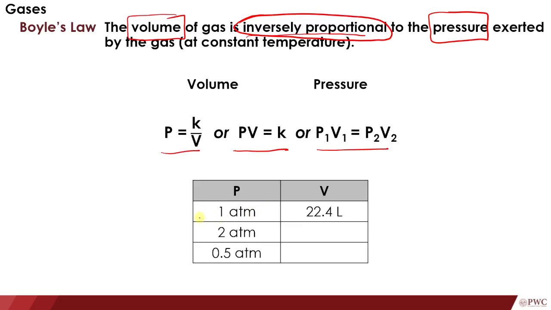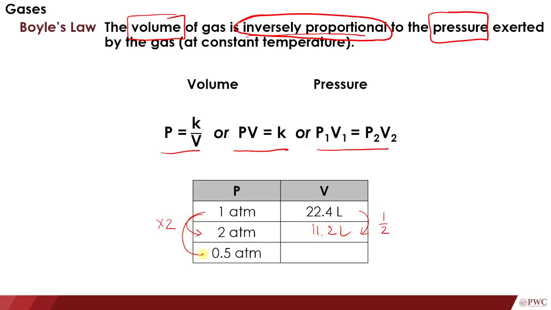Again, here we have from 1 atmosphere to 2 atmospheres, the pressure increased by a factor of 2. What do you think will happen to the volume? Again, they are inversely proportional to each other. So when we double this one, this will be cut into half, or 1/2, because the inverse of 2 is equal to 1/2. So if we increase the pressure to 2 atmospheres, the volume will decrease to 11.2 liters.